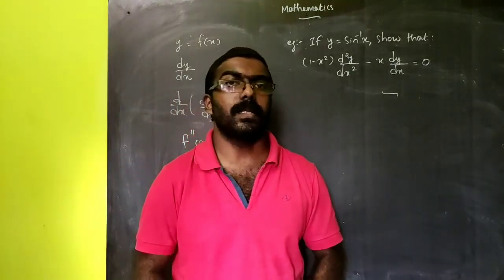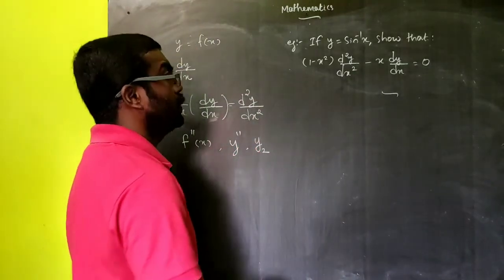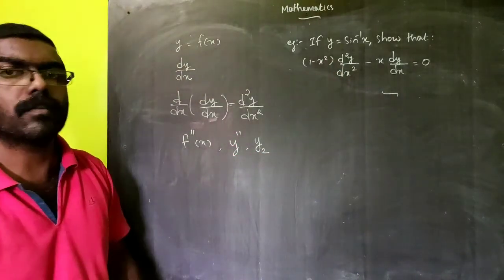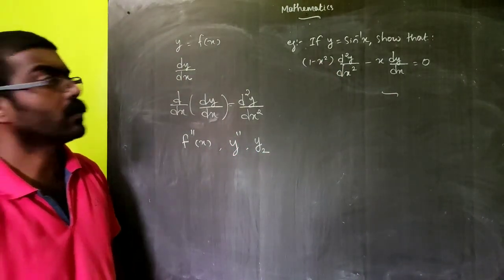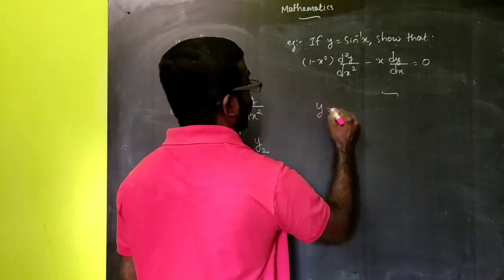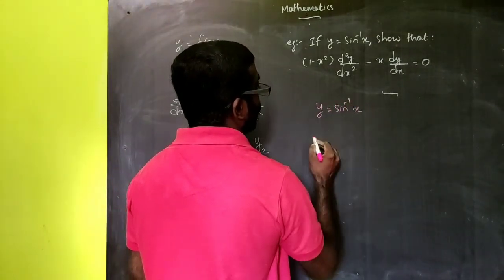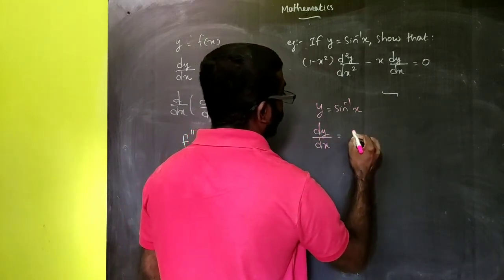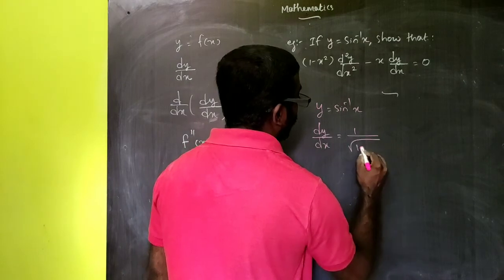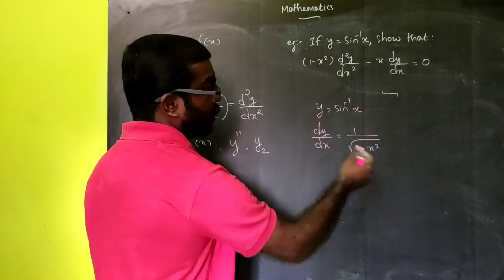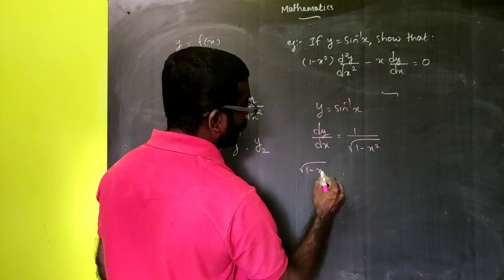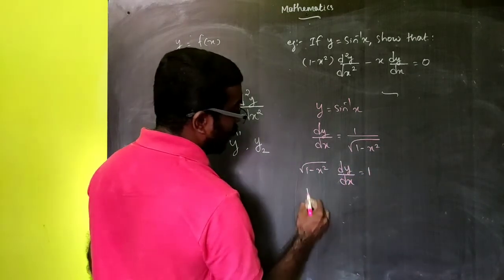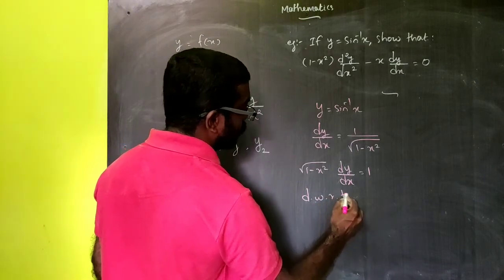Now let us consider this example. If y is equal to sin inverse x, show that (1 minus x square) into d square y by dx square minus x into dy by dx is equal to 0. So y is equal to sin inverse x. We can differentiate with respect to x. dy by dx is equal to derivative of sin inverse x, 1 by root of 1 minus x square. Now we can cross multiply: root of 1 minus x square into dy by dx is equal to 1. Again we can differentiate with respect to x.